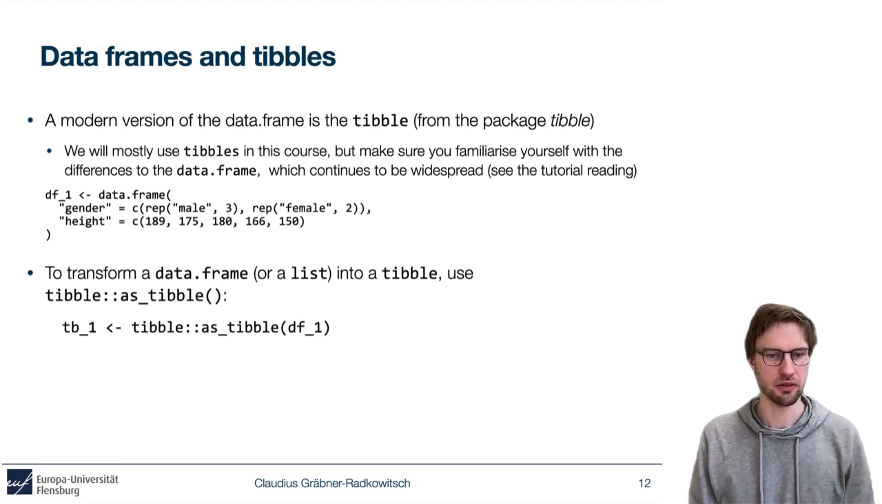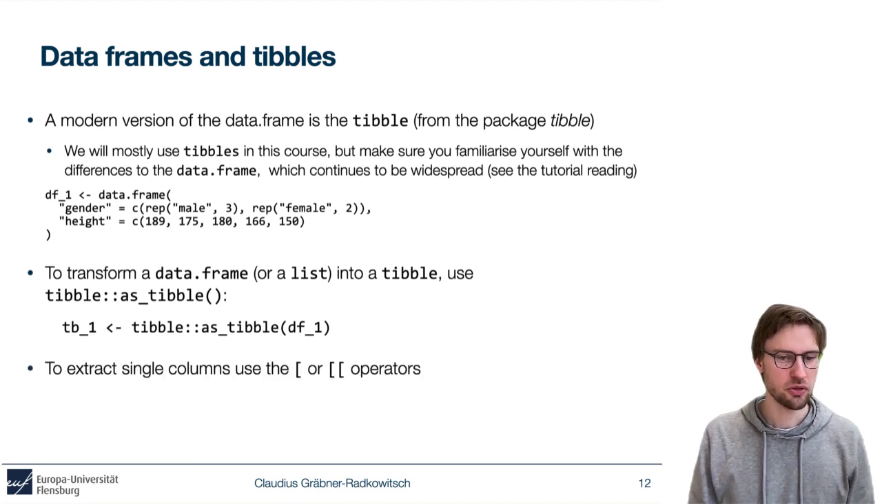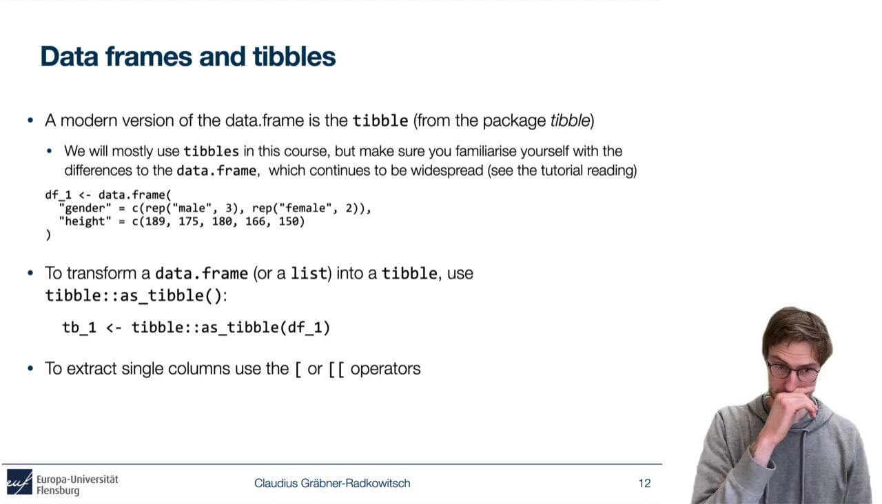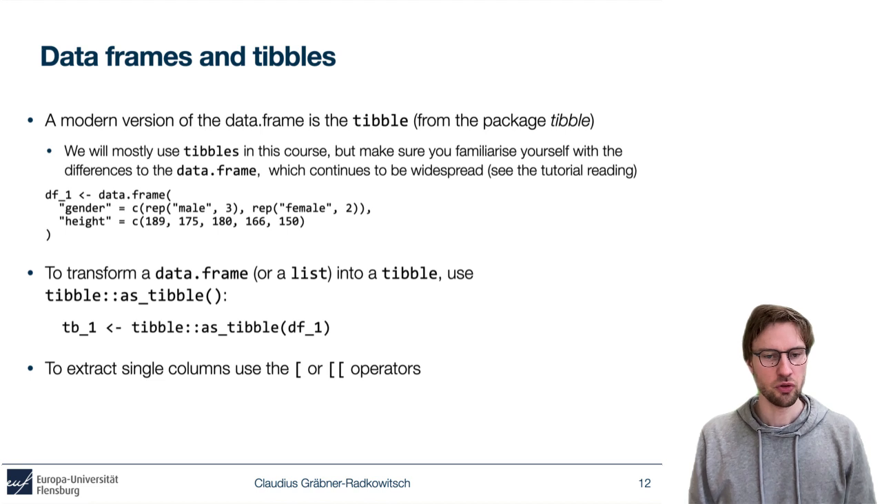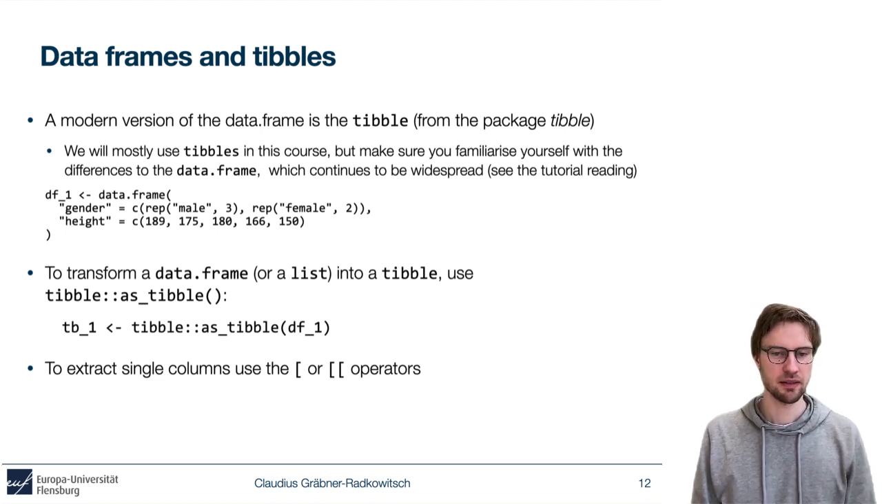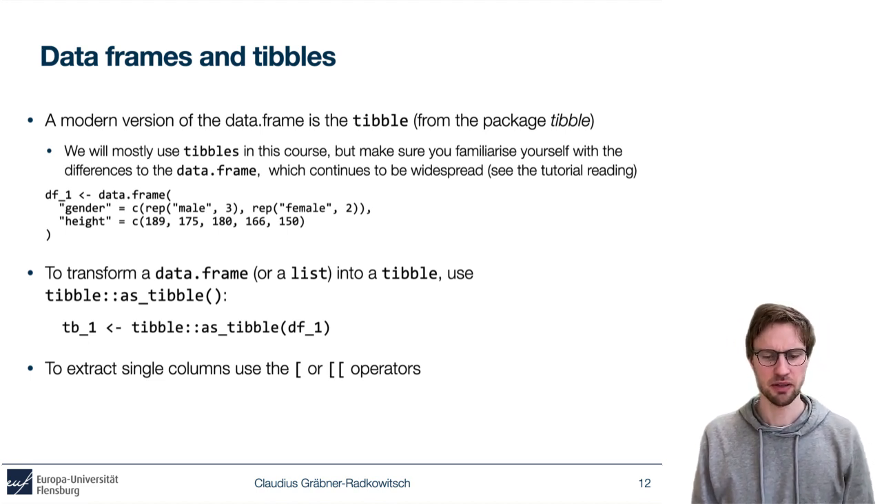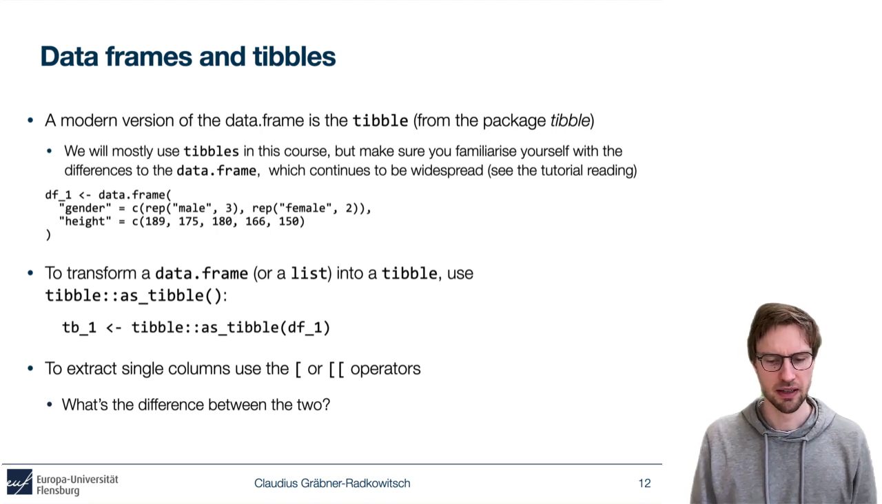Tibbles are also printed in a slightly nicer fashion than data frames, but I suggest you try that out yourself. And when you do so, make sure to also answer the following question, because sometimes you take a tibble or a data frame and you want to extract single columns. To do so, you use the square brackets, but it actually makes a big difference whether you use a single or double square bracket. It mimics a little bit the behavior of the list, but I recommend you try this out, to better understand the difference between extracting columns by using a single or double square bracket.